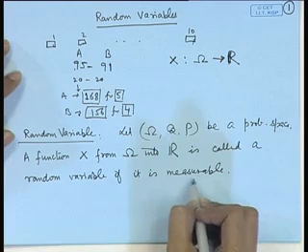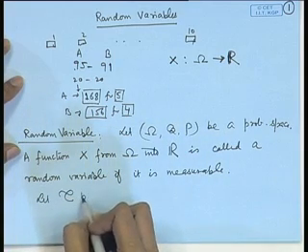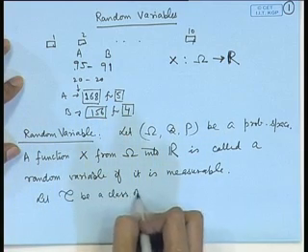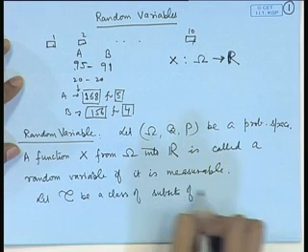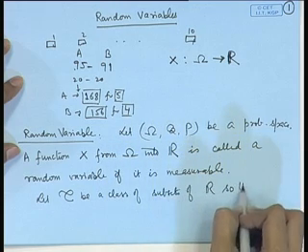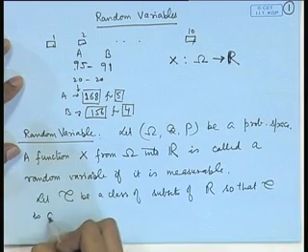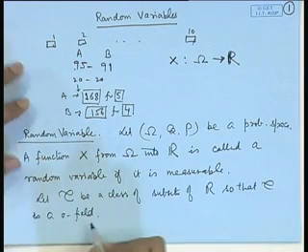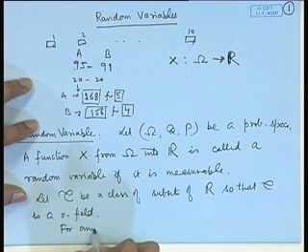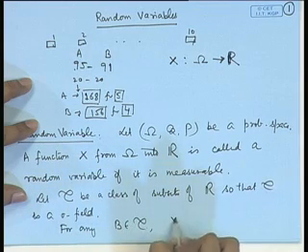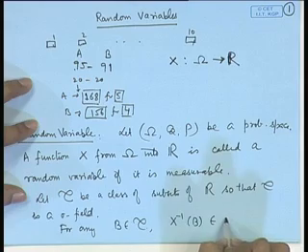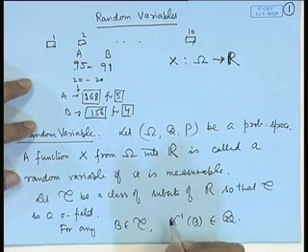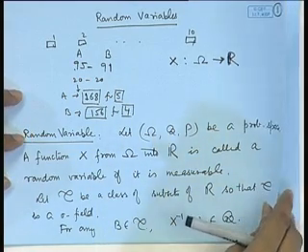So, to explain the condition of measurability, let C be a class of subsets of R, so that C is a sigma field. Then for any B belonging to C, X inverse B must belong to script B. This is the condition for measurability. An equivalent condition here, we can state it in the form of a theorem.